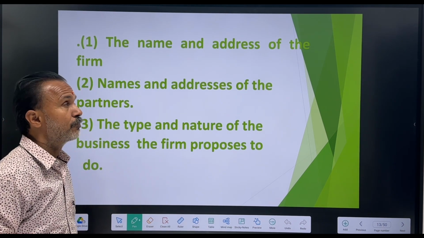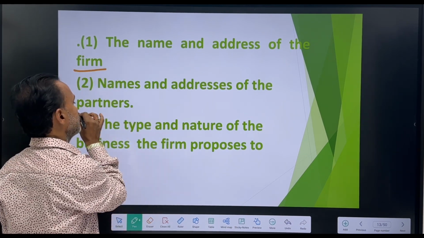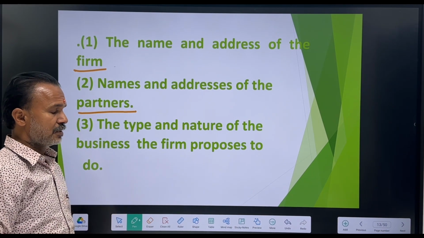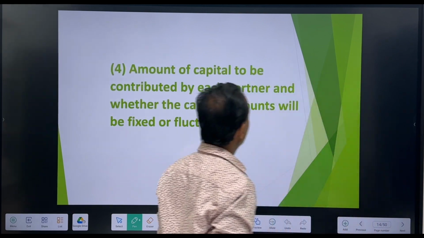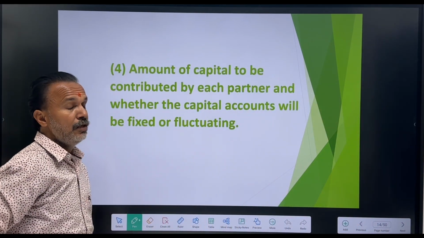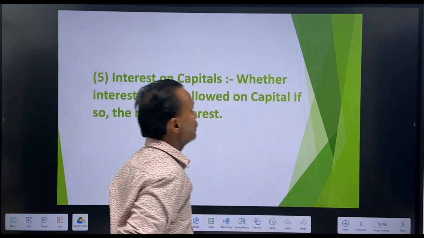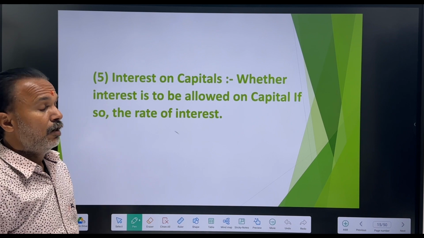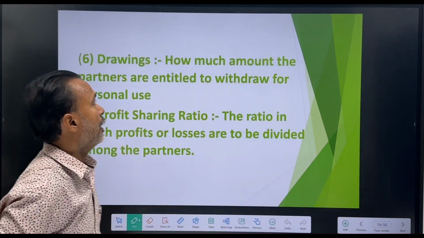First, name and address of the firm. Second, name and address of the partners. Third, the type and nature of the business the firm proposes to do. Fourth, amount of capital to be contributed by each partner. Next, interest on capital. How much interest is charged on capital? What is the rate of interest on capital?